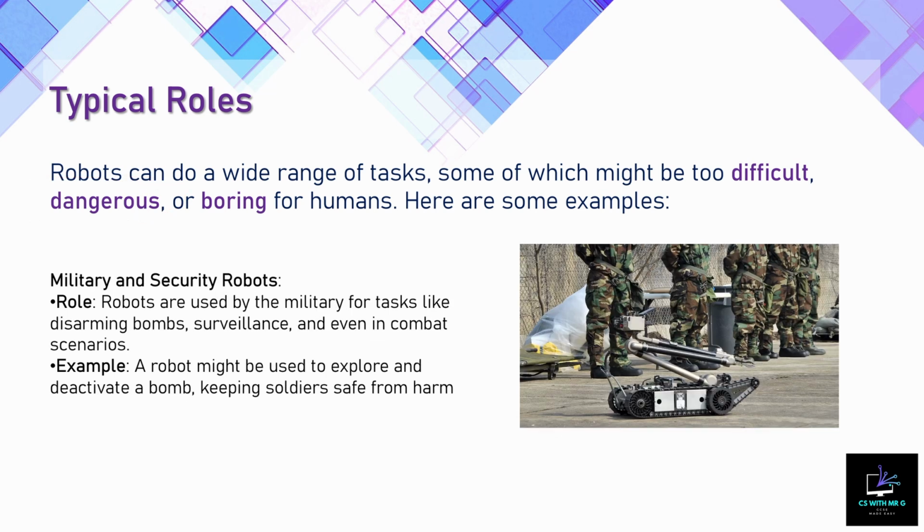And finally, we have military and security robots, which again would be considered jobs that are definitely too dangerous for humans. Things like disarming bombs, surveillance, and even now we've seen them in combat scenarios, which again would be considered too dangerous for a human.